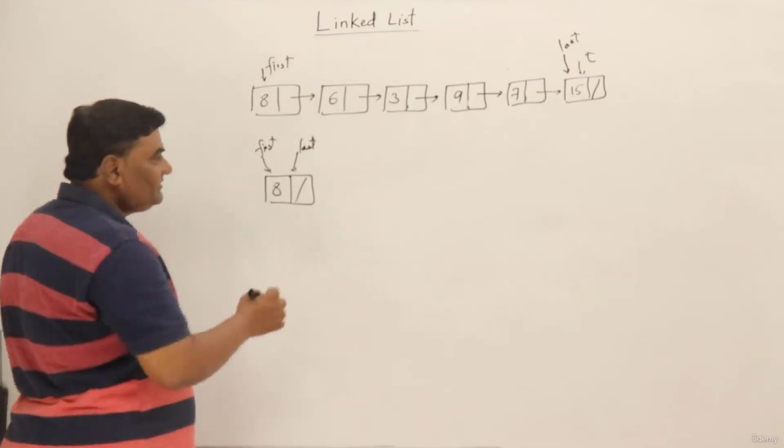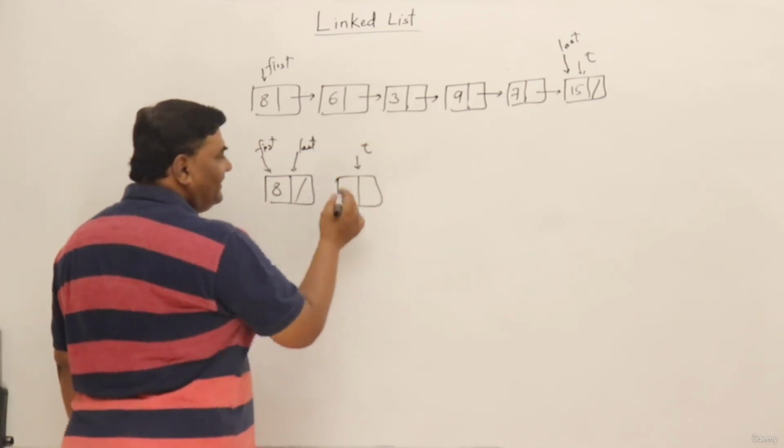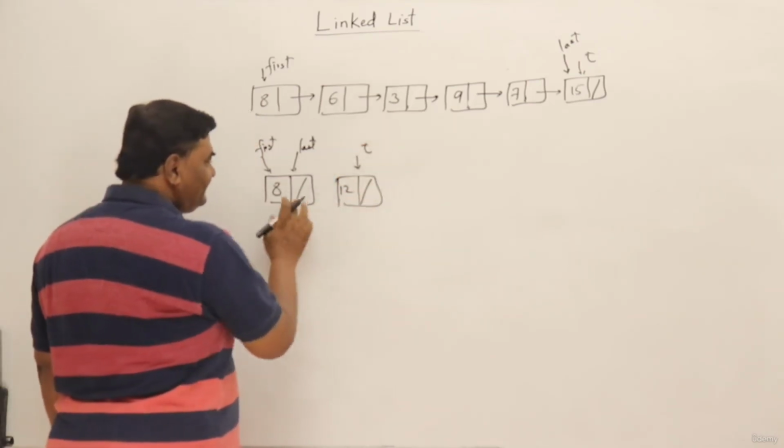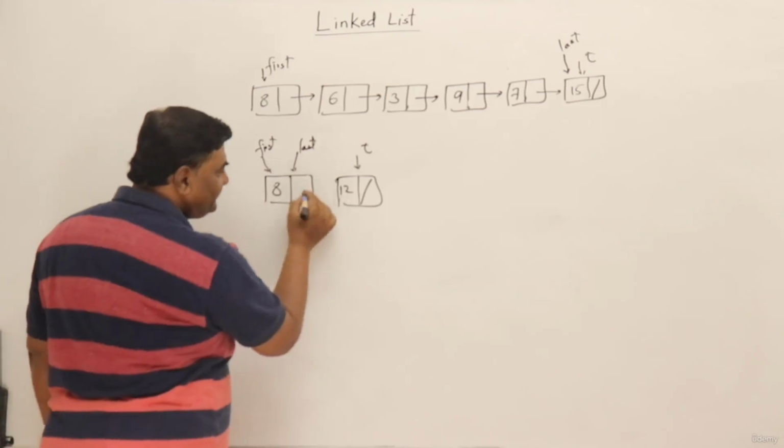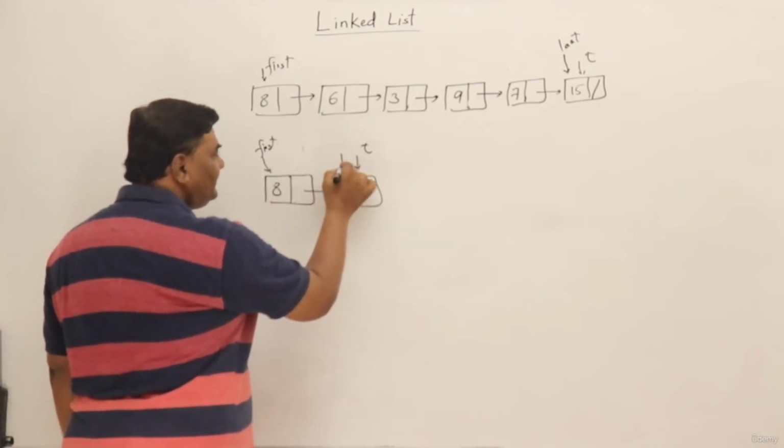Now let us add something to this. Create a new node with a temporary pointer t and insert the value, make this as null. Now last next should point on this t and bring last on the new node t.